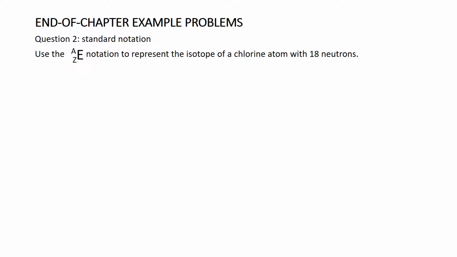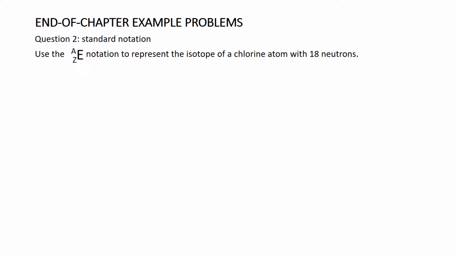The second question is still on standard notation, but now we're using the standard notation to represent the isotope of a chlorine atom with 18 neutrons. In this question, we're given a number of neutrons. This might not always be the case. We might not be given the number of neutrons, so you should remember that the number of neutrons is equal to the atomic mass number minus the number of protons.